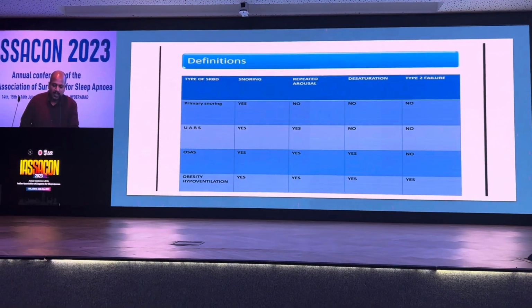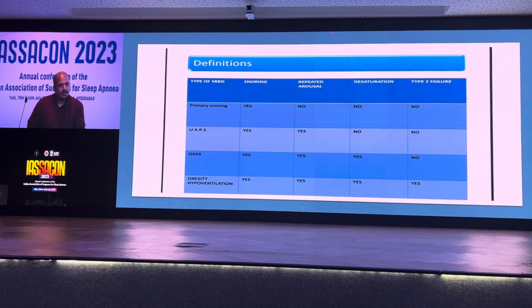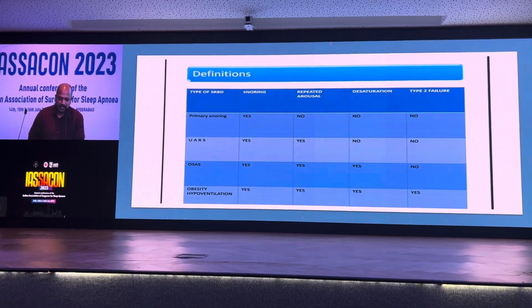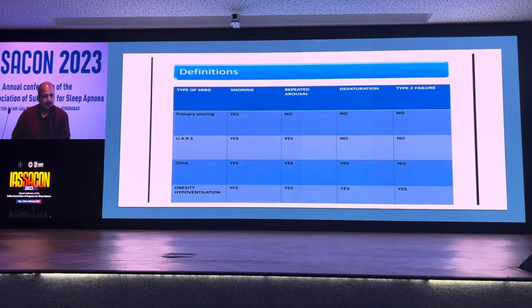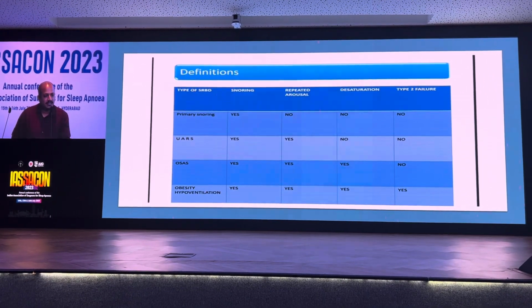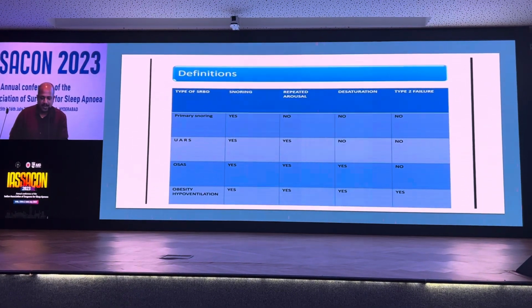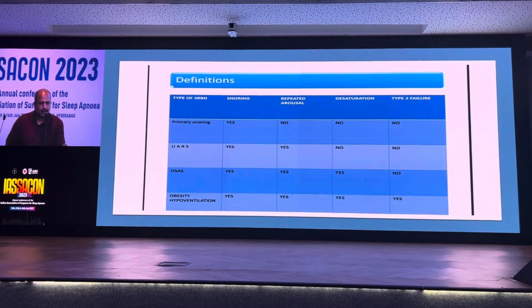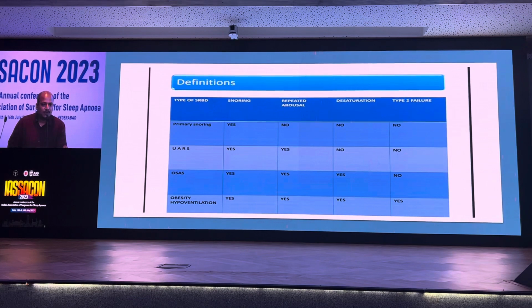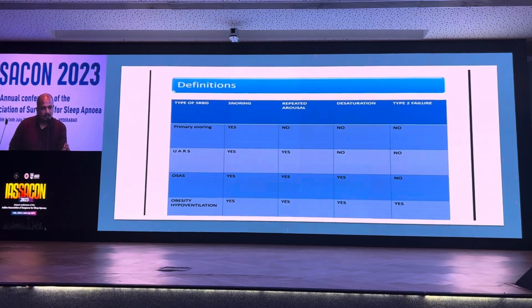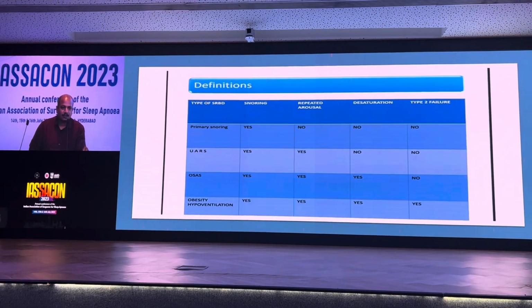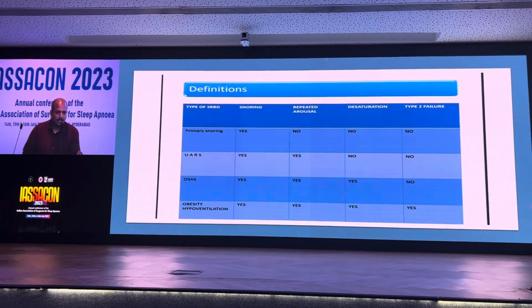So when it comes to primary snoring, the patient only suffers from snoring but doesn't have repeated arousals or desaturations or type 2 respiratory failure. When it comes to upper airway resistance syndrome, along with snoring, the patient has repeated arousals but doesn't have desaturation or type 2 respiratory failure. In a patient with OSAS, the patient has snoring, desaturation, and repeated arousals but doesn't have type 2 respiratory failure.